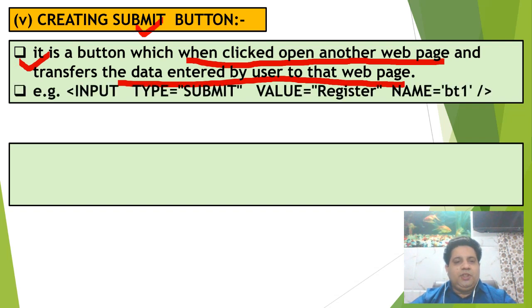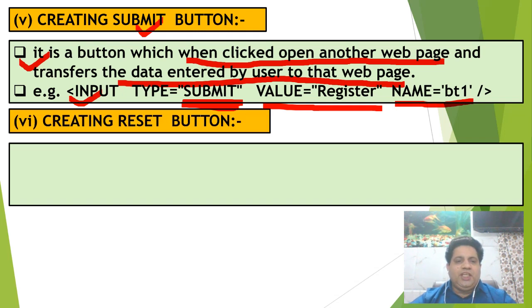For creating a submit button, you have to write input type equal to submit. You can type it in lowercase or uppercase, no problem. Now give some value. Suppose I want to give value register, or value login. You can give value equal to login, value equal to register, or value equal to save, and give it some name equal to bt1.